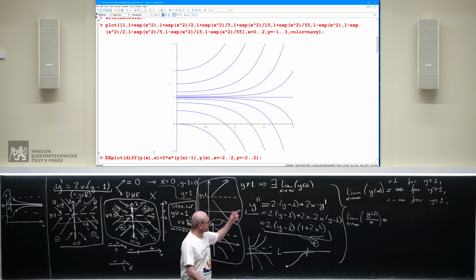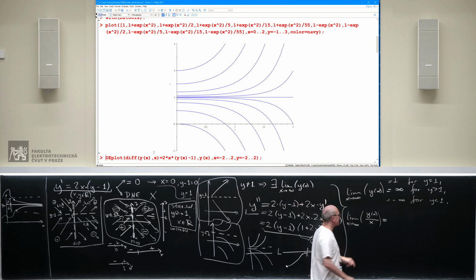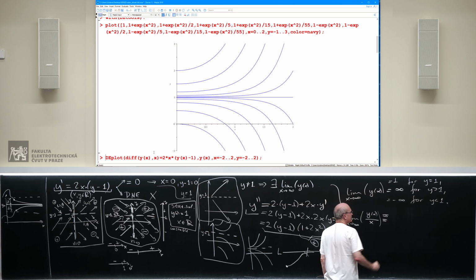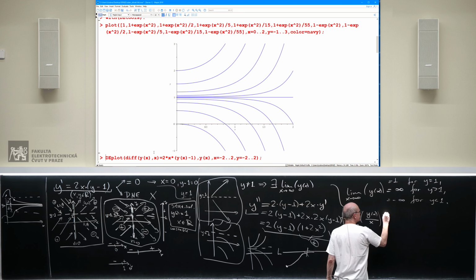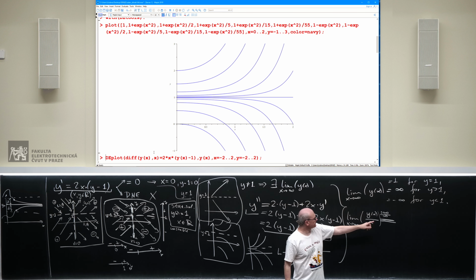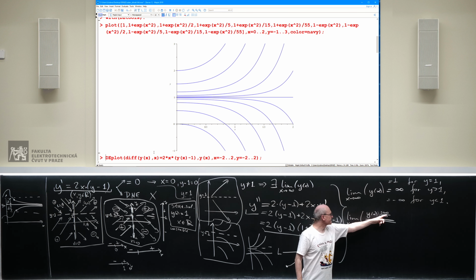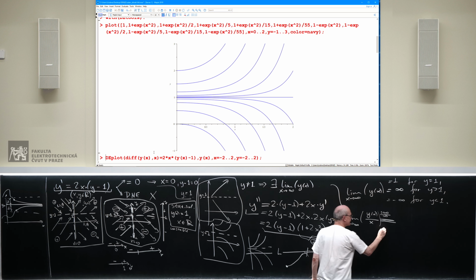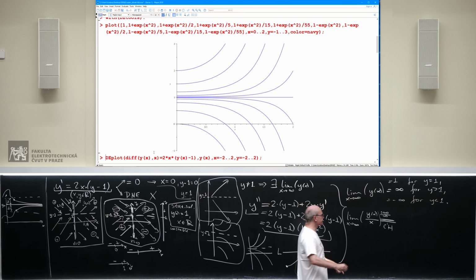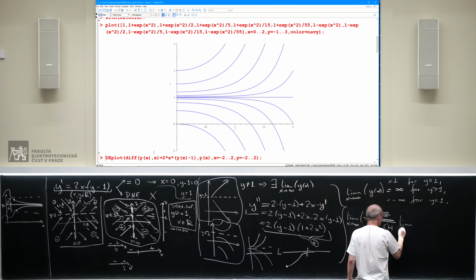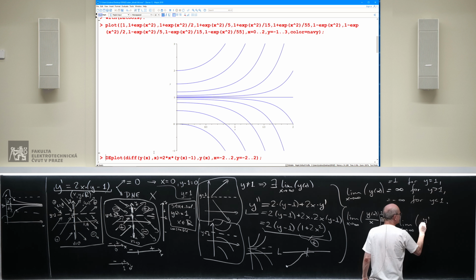Well, notice that when x goes to infinity, then x itself goes to infinity, and the solution also, in absolute value, so it's plus or minus infinity. The important thing is that regardless of plus or minus, this is an indeterminate ratio, and we are entitled to use L'Hopital's rule. So I'm going to use it. Limit x going to infinity, y prime divided by 1.